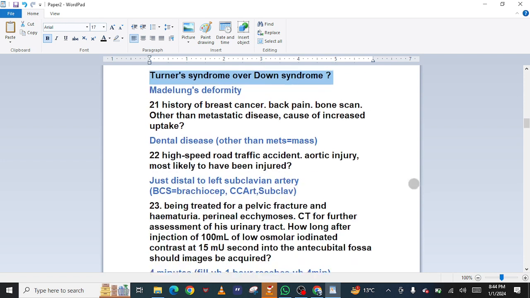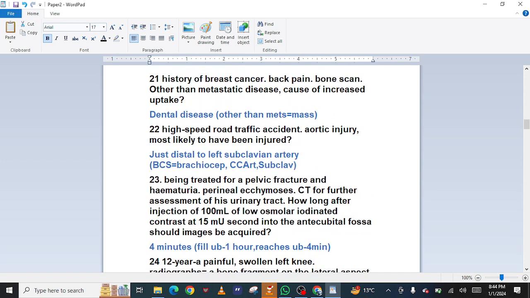Madelung's deformity. 21. History of breast cancer. Back pain. Bone scan: other than metastatic disease, cause of increased uptake: dental disease. 22. High-speed road traffic accident. Aortic injury. Most likely to have been injured just distal to left subclavian artery.